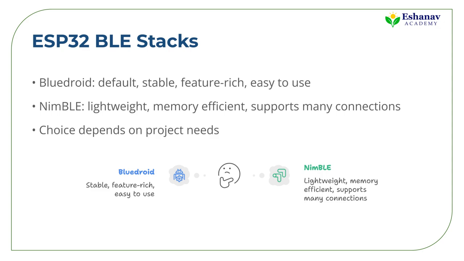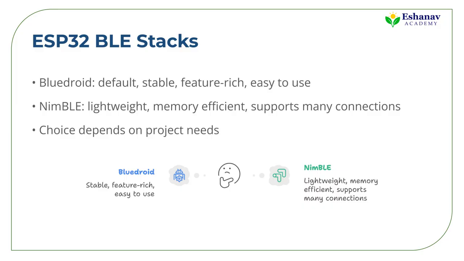The first is BlueDroid, which is the default stack in Arduino and ESP-IDF. It is stable, well-tested, and provides full support for most BLE features, making it the go-to choice for beginners and quick prototyping. However, BlueDroid consumes more memory and is less optimized for handling multiple simultaneous connections. For more advanced projects, Espressif also provides Nimble, a lightweight, memory-efficient alternative. Nimble has a smaller footprint, leaving more resources for your application code, and is better suited for scenarios where the ESP32 needs to manage many devices at once.